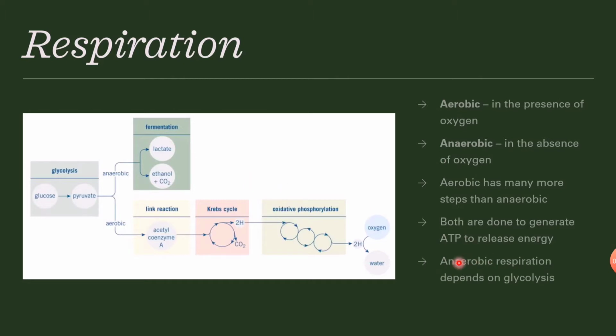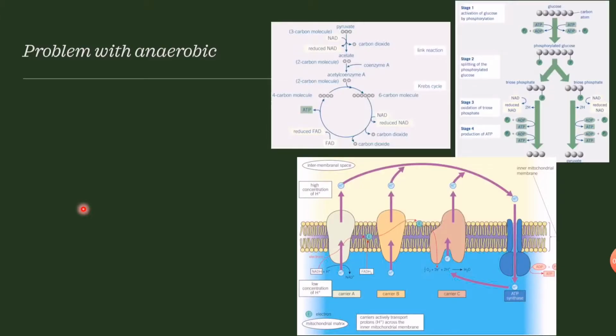So anaerobic respiration, as you can see, depends on glycolysis. Because it doesn't have all of these other processes, it purely depends on glycolysis. So what's the problem with anaerobic respiration? Why isn't it our main form of respiration? Why do our bodies choose to use aerobic respiration?